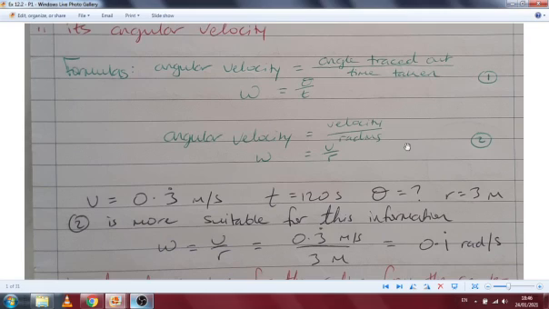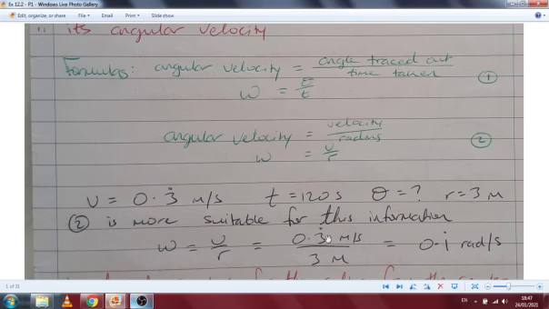For this question, we know the velocity is 0.333 meters per second, the time is 120 seconds, we'd like to find theta, and we know the radius is 3 meters. We could use either formula, but omega equals theta over time requires theta, which we don't know. In 2 minutes, it could have gone around the circle multiple times or just once, so this wouldn't be a reliable formula. The second one, omega equals v over r, is more reliable and will give us our correct answer.